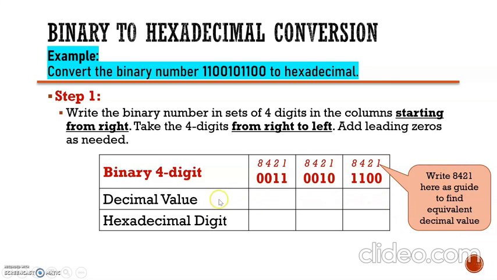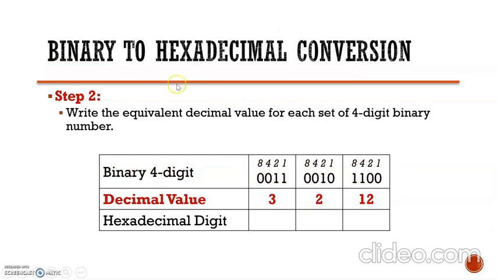That's the next step, step 2. After we have written the first row like that, you have to find the equivalent decimal value for each set of 4-digit binary number. How to find that quickly? We just look where we have 1. We have 1 at 4 and 1 at 8, meaning 1 times 4 and 1 times 8, and adding them we have 12.